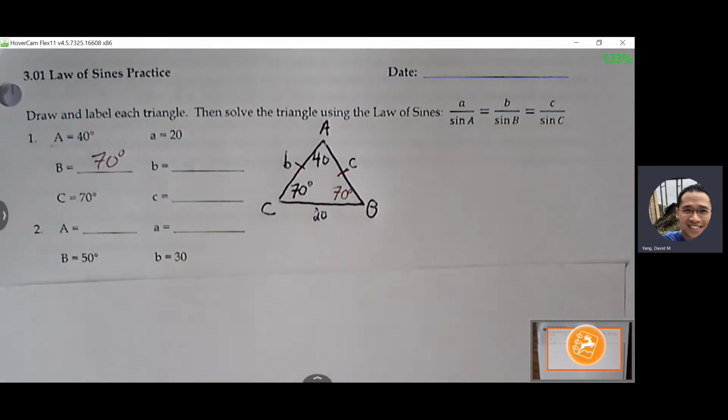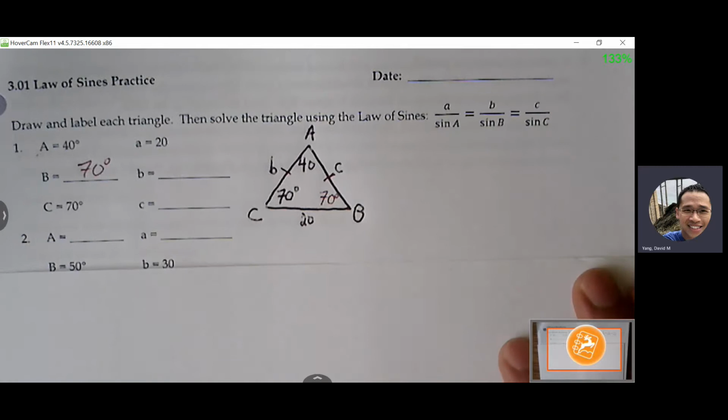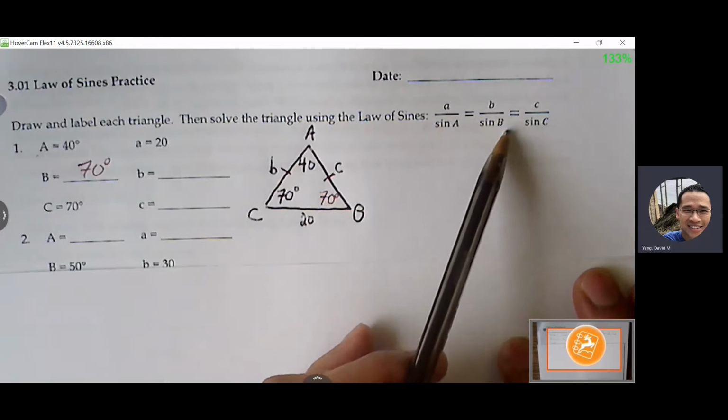Okay, so this is how I want us to set up. I think this is the most efficient way of working through it. They don't have to be in order. We don't have to have A over sine A on the left and then B over sine B on the right.